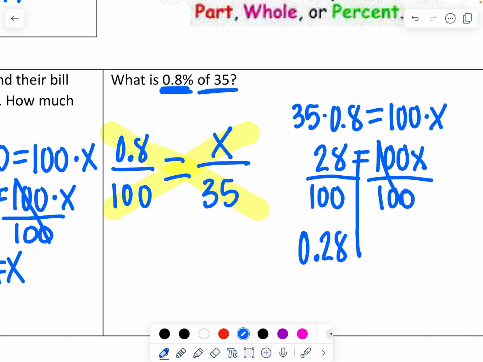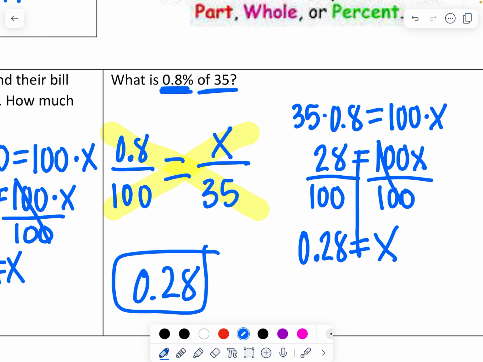Which I was wrong about the 3.5. So ignore that. Sorry, 10% would have been 3.5. Whoops. Okay, so you would have gotten 28 hundredths as your answer.